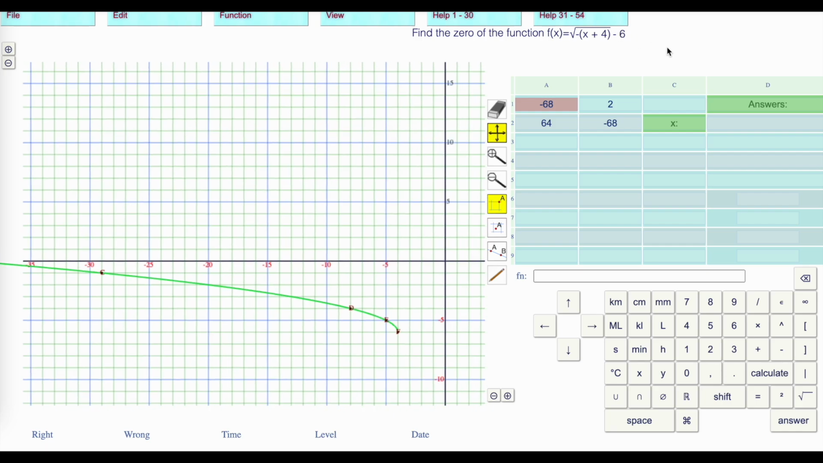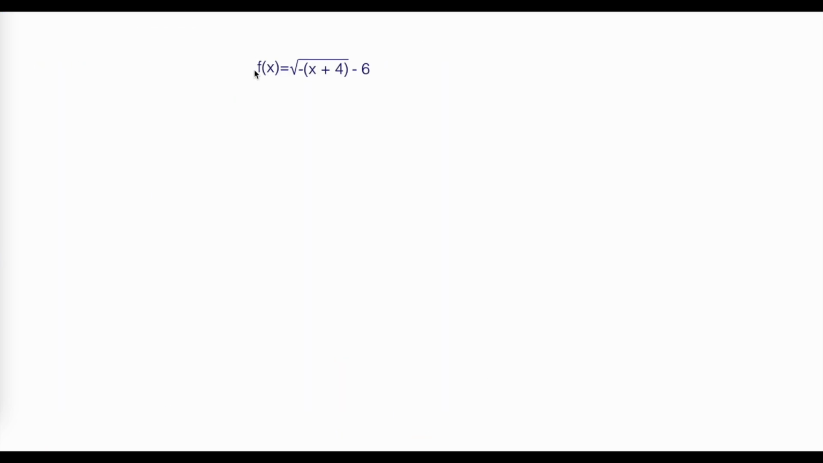We could also do this algebraically. We set the y value to 0 to find our zeros. I want to get rid of the negative 6. I'm going to add 6 to both sides. That gives me 6 is equal to the square root of negative x plus 4. I want to get rid of the square root. I'm going to do the opposite of square rooting. I'm going to square both sides. If I square the 6, I get 36. If I square the square root, it's gone.